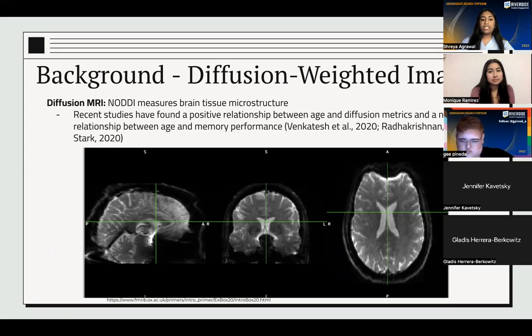And so recent studies have found a positive relationship between age and diffusion metrics, as well as a negative relationship between age and memory performance. So in this study, we wanted to look at the exact relationship between diffusion metrics and memory performance to see what that relationship is and to see where myelin comes into play within that relationship.